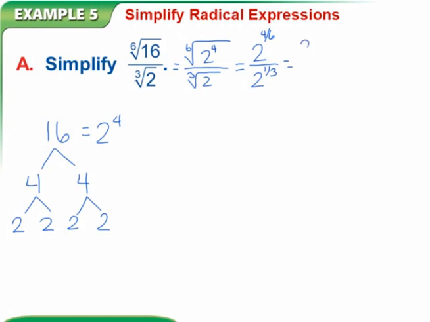Now, how do we simplify that? Let's think back to our rules. Oh, I'm sorry, we're going to reduce those first. 4/6 is 2/3, and then 1/3 just stays the same.